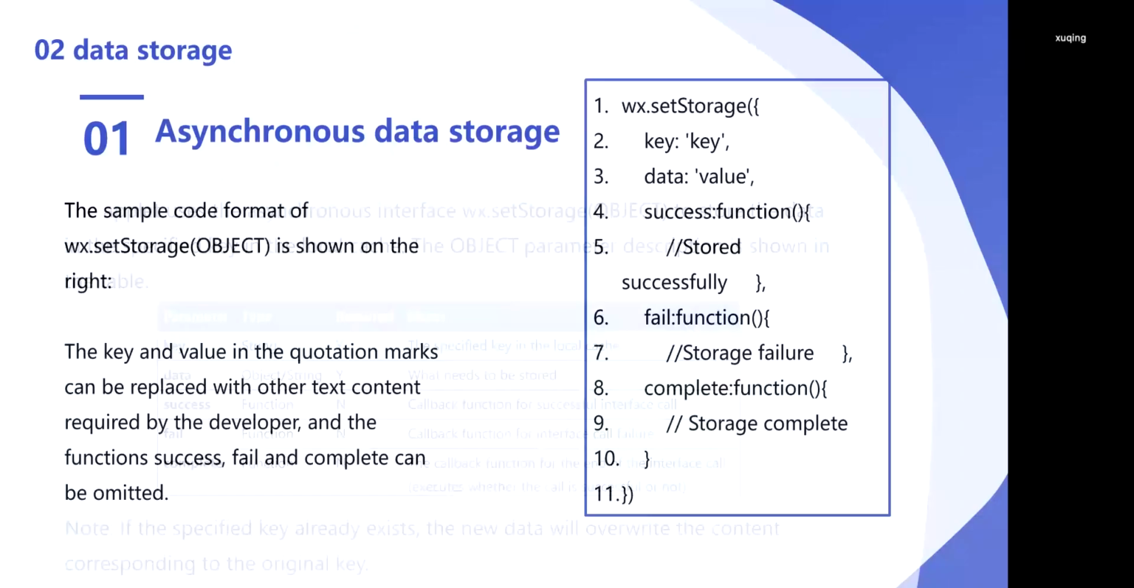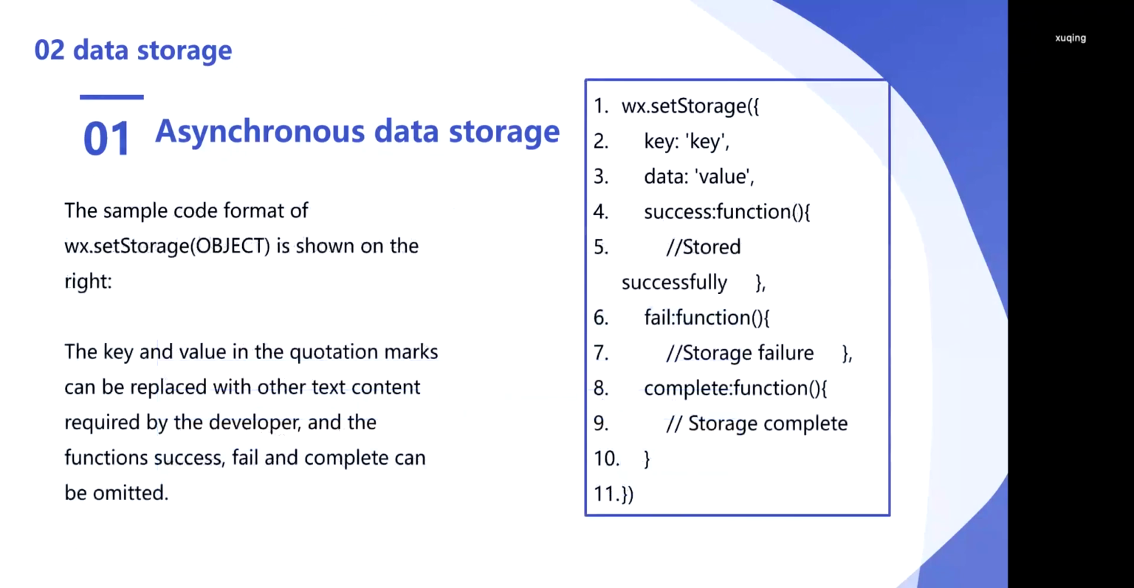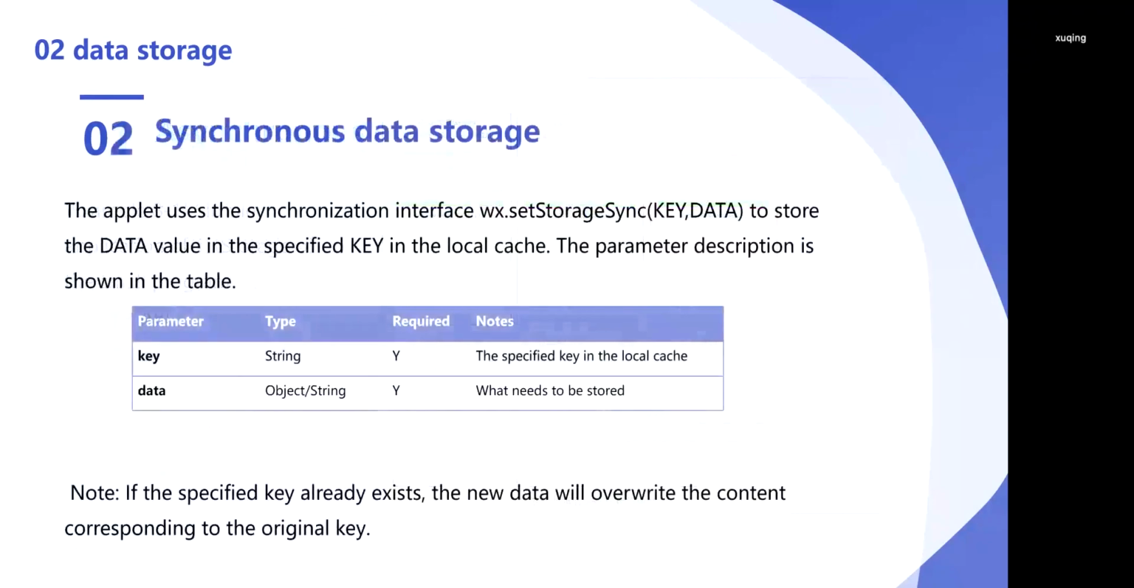Okay, so we may continue with the asynchronous data storage. Oh yeah, I haven't shared my screen with you. I need to share it. Okay, you see for this asynchronous data storage, we have these parameters for the interface set storage object. These 5 parameters: key, data, success, fail, complete. And this example we have already done.